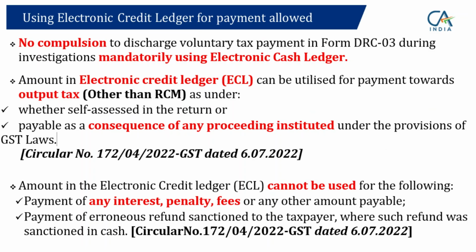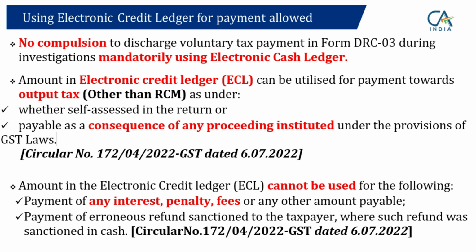Sir, if I receive a demand notice and a demand is confirmed, and I want to make payment, is it mandatory for me to pay the output tax liability by cash? Or can I use the balance of my electronic credit ledger, which I have accumulated over the years? Or is it mandatory that if there is any demand of output tax liability, I have to make payment by cash, meaning from my bank I transfer to my cash ledger and then make payment? No, sir.